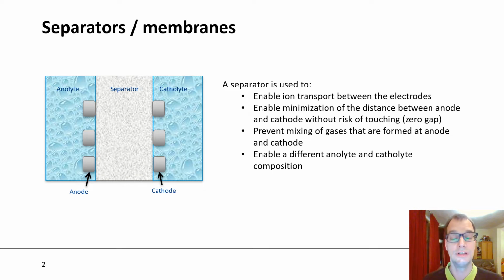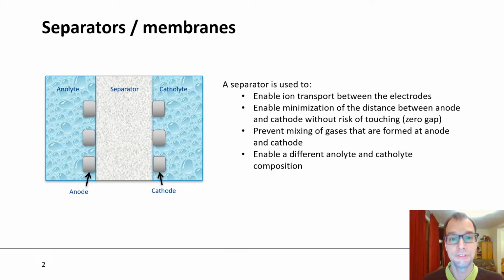Secondly, a very useful property of the separator is that it enables the anode and the cathode to be put very close to each other. A separator typically is only a couple of 100 or 200 micrometers thick, and you can push the electrodes against that separator. So you actually have quite a small distance between the anode and the cathode. Without a separator, it's not possible to operate with such a small distance, because there's a very high risk that the electrodes will touch each other, especially for the somewhat larger cells.